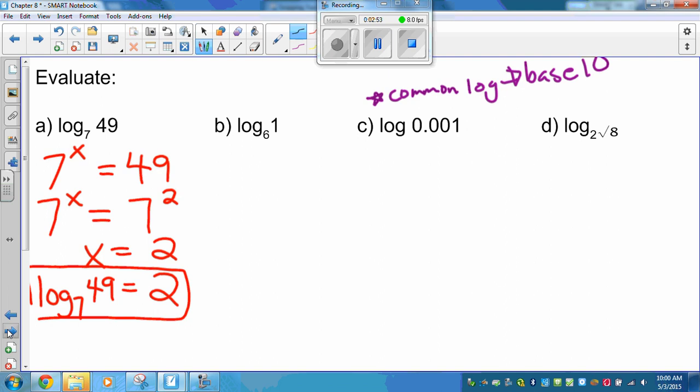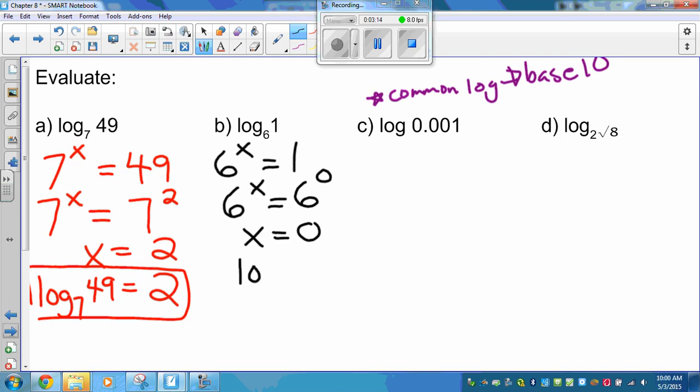Log base 6 of 1. So 6 to the power of what equals 1? Well, 6 to the x, we need to write 1 as 6 to the power of something. 6 to the 0, x equals 0. So in other words, log base 6 of 1 is equal to 0.